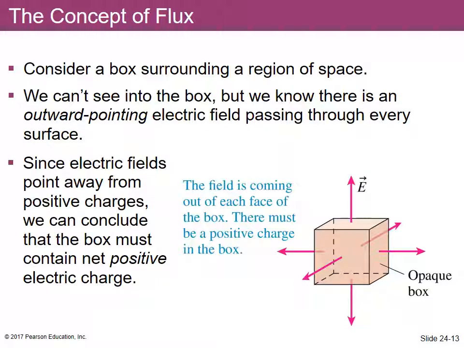Consider a box surrounding a region of space. We can't see into the box, but we know there is an outward pointing electric field passing through every surface. Since electric fields point away from positive charges, we can conclude that the box must contain net positive electric charge.